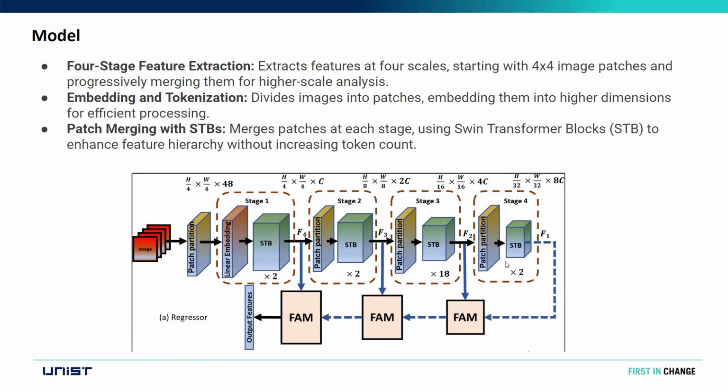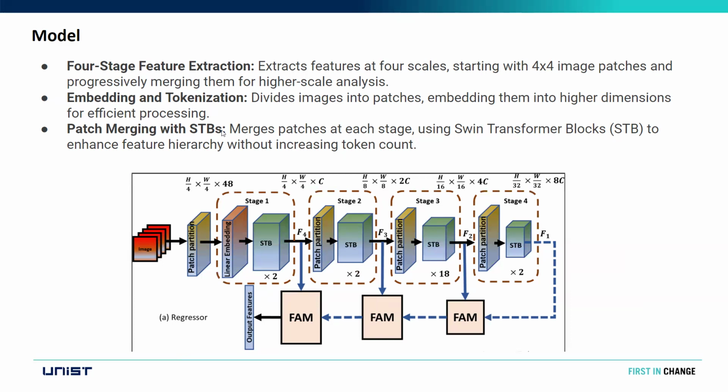In order to see how the model works, let's see the 3 components of this model. First, the 4-stage feature extraction. So extract features at 4 scales. As you can see here, in each stage, we have feature 4, feature 3, feature 2, and feature 1. So each stage will output some features, and these features will be used later to aggregate the final output.